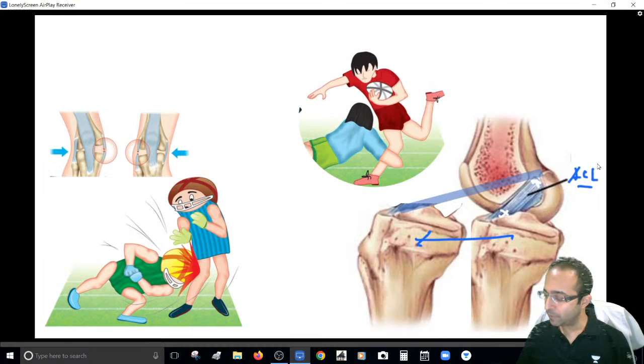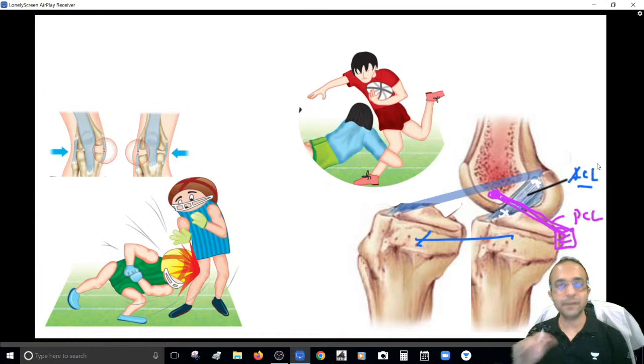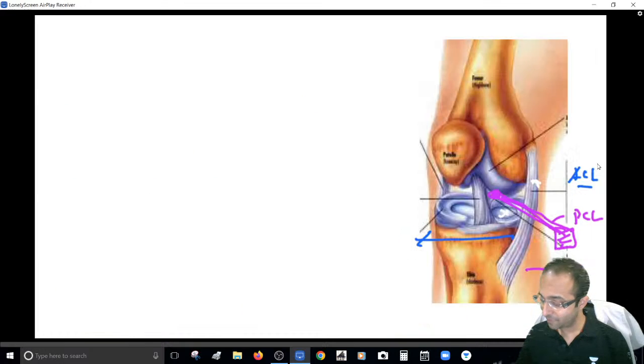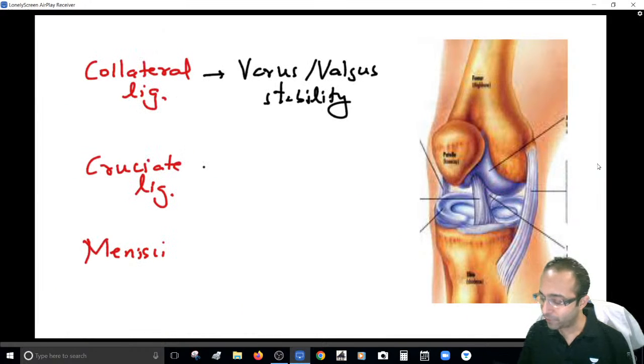And if you look at the PCL, a PCL would just be the opposite. It will be beginning on the back of tibia and then going in front and attaching on femur. So what I've drawn in this pink color is PCL, and if you push this tibia back, it is going to stretch the PCL. So PCL will prevent this tibia from slipping back. So if you talk of the cruciate ligaments, they are providing you the anteroposterior stability in the knee.